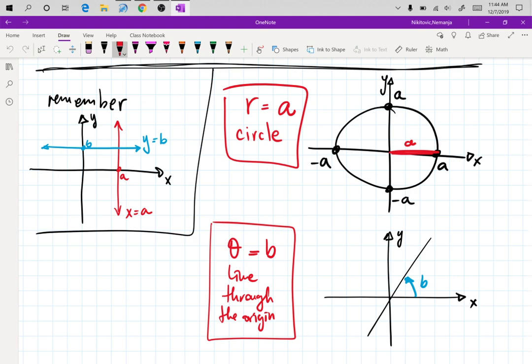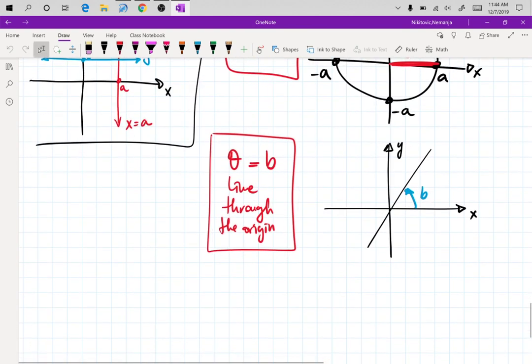So polar coordinates are going to be reserved for the rounded objects, and the x, y rectangular coordinates for things that have shapes like triangles and rectangles and so on. So again, they work together.